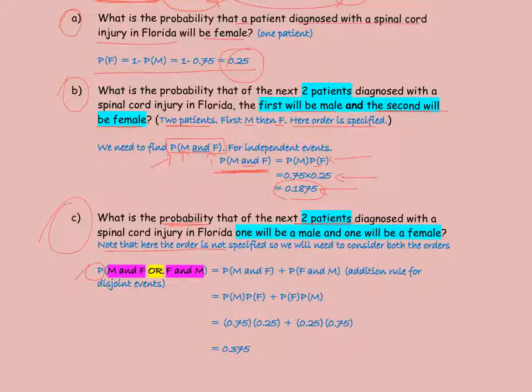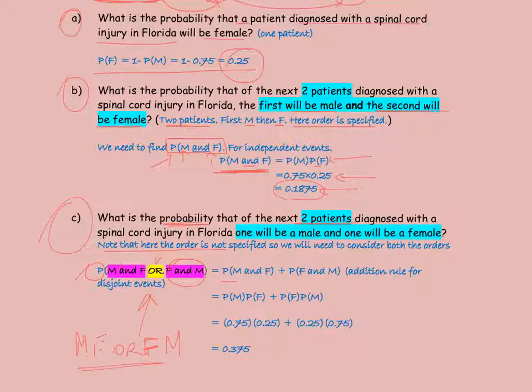It could be male first and then female, or female first and then male. So if the order is not specified, we need to make sure that we consider both the cases, MF, male first then female, and the second case, which means or, there's another possibility, female first and then male. In both these cases, there is one male and one female. Without a specific order, we need to consider both the cases. So that's something to remember.